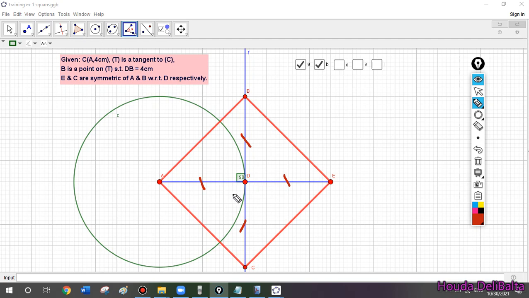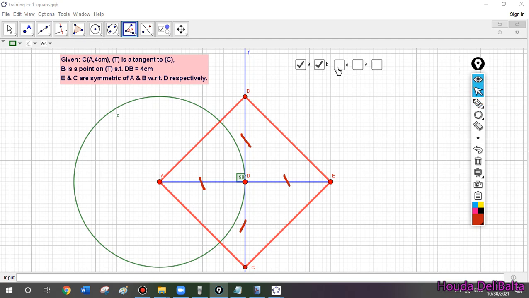Now, are these diagonals equal? Let me see. The distance from here to here is 4, as well as that one. So all of that diagonal measures 8 centimeters. Similarly for that diagonal, and thus the diagonals are equal. So I satisfied the three conditions for the diagonals: they are perpendicular, they are bisecting each other, and they are equal as well. By this, I conclude that ABEC is a square using its diagonals.